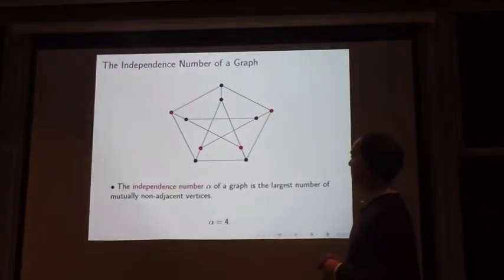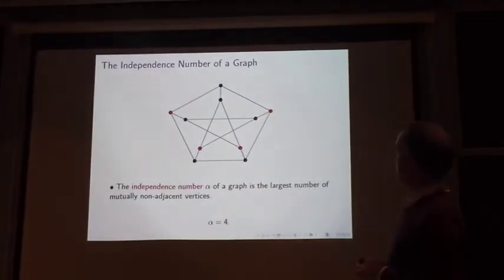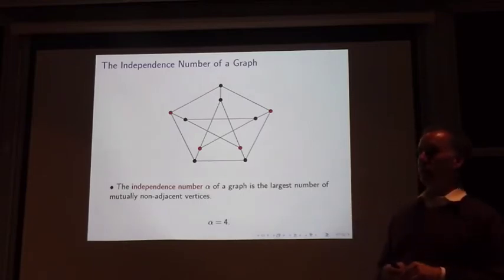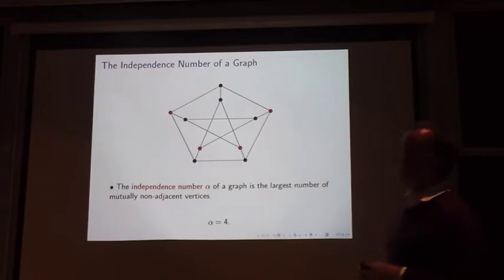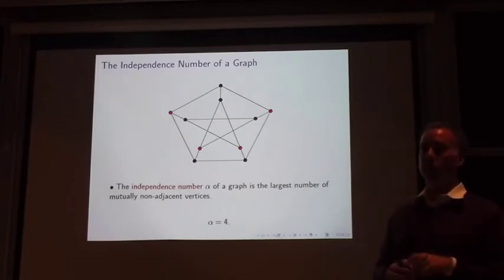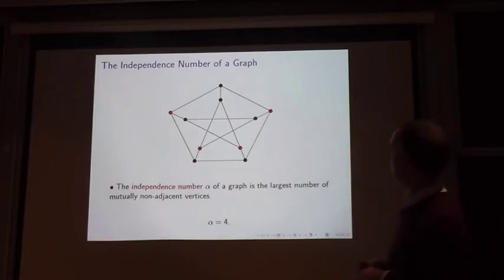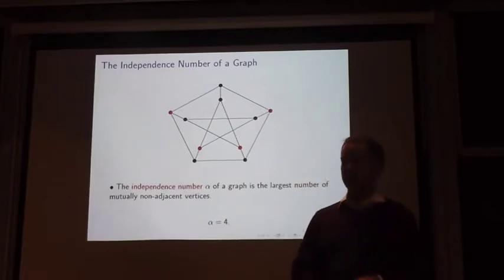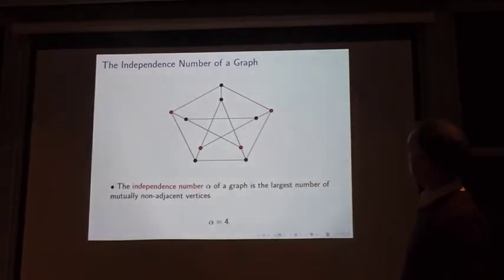So, for the students, the red vertices are a set of vertices in this graph that are pairwise non-adjacent. No lines between any of the red vertices. And you can't find 5 vertices that are independent. So the independence number of this graph is 4. We'll use alpha throughout the talk for the independence number.